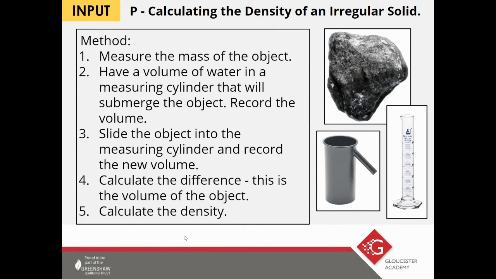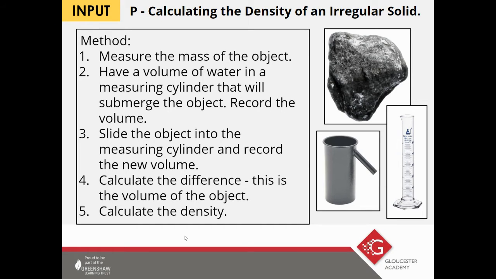Calculating the density of an irregular solid, we would measure the mass of the object. So I've deliberately picked a picture of a very oddly shaped stone. It would not be easy for me to calculate the volume of this stone. So we can use the displacement of water to do this.